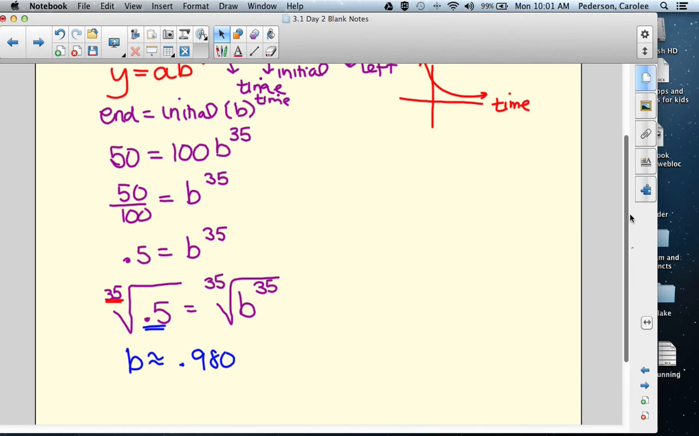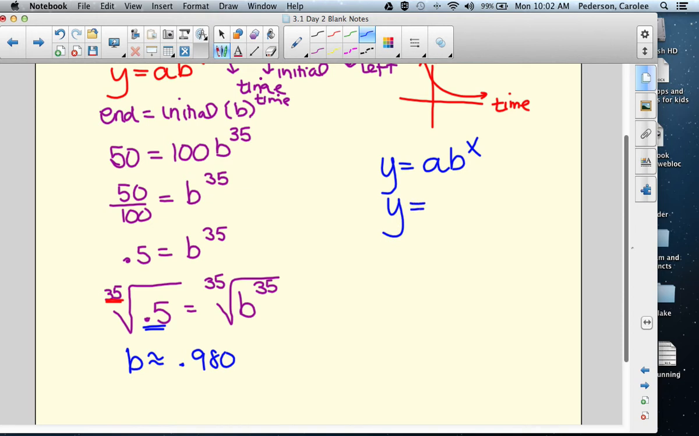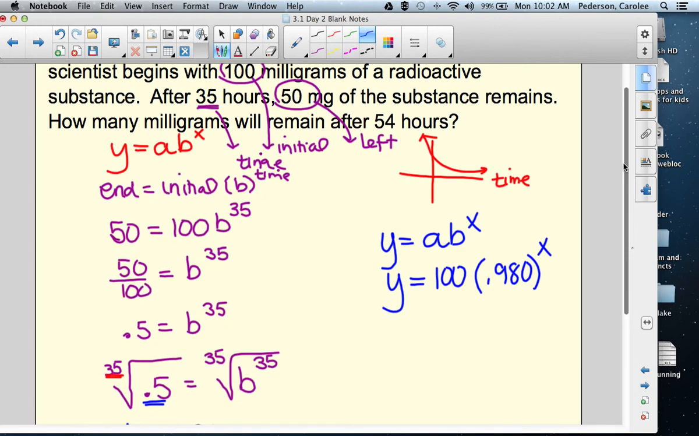All right. So now, if you remember, y equals a b to the x, we can write out what this equation is. y will be your end amount. a, remember, was your 100 milligrams. Now we're going to throw in our decay rate multiplier of 0.980, and then x represents our time. All right, now we're set to answer the last part of the question.